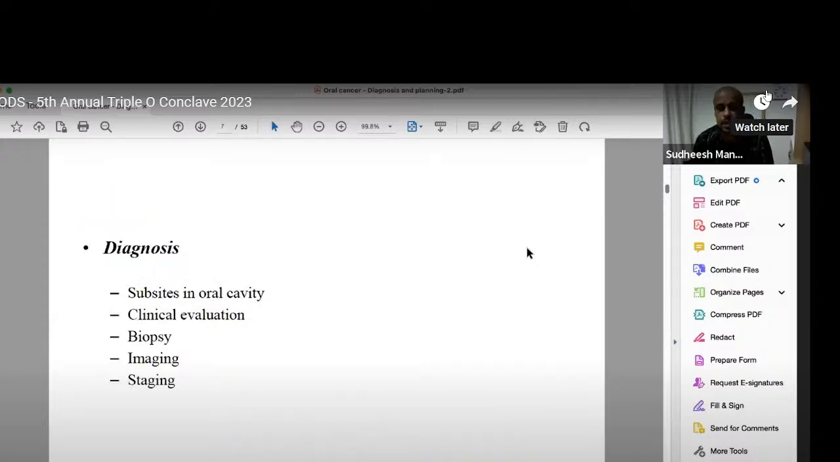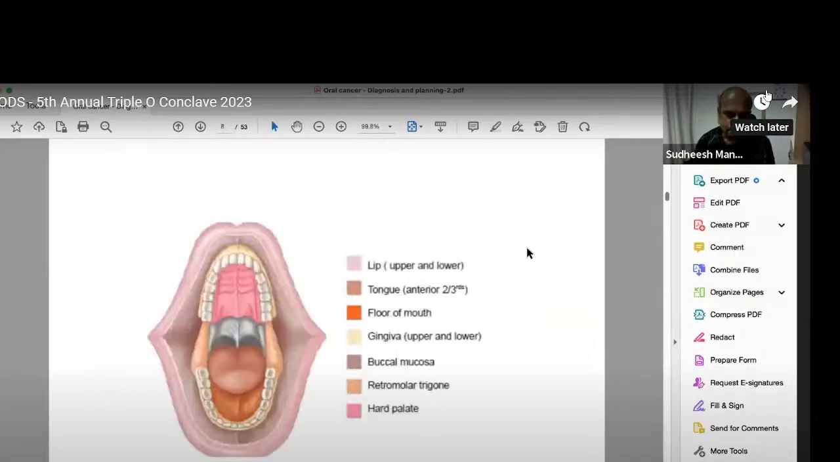Diagnosis: whenever a patient comes to your OPD with an oral lesion, how to examine the patient, how to evaluate the patient, when to take a biopsy or how to take a biopsy, what imaging you should do to assess the lesion, and how to stage the lesion. So we'll discuss these aspects first.